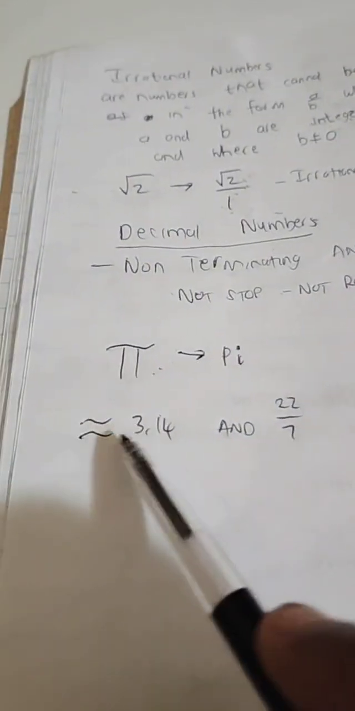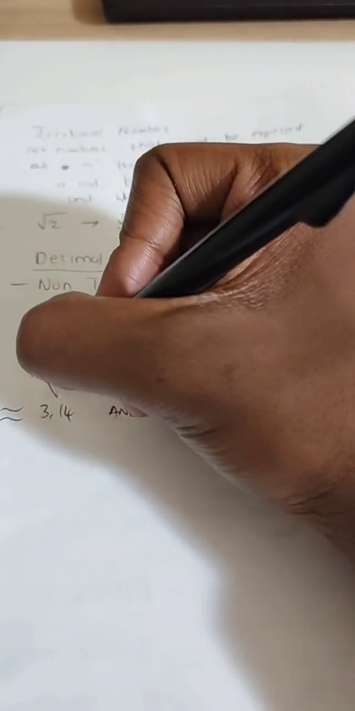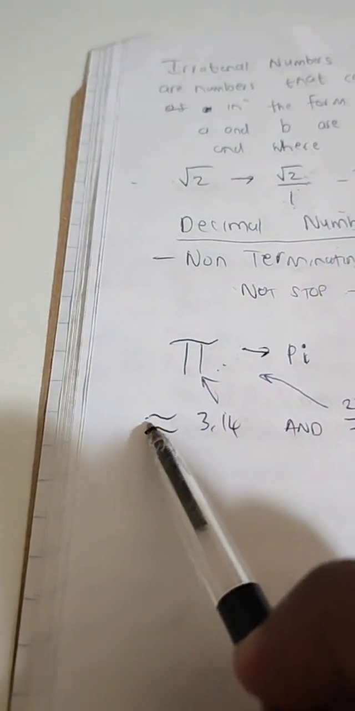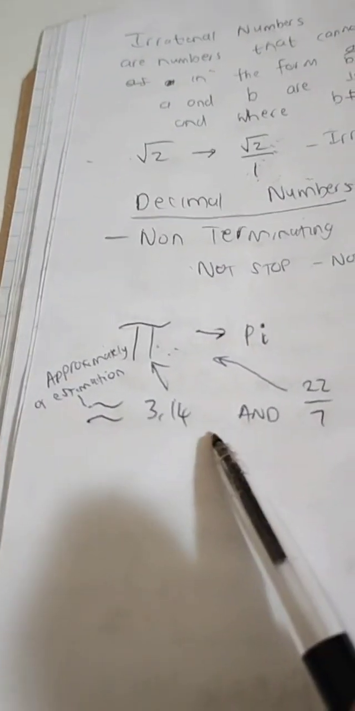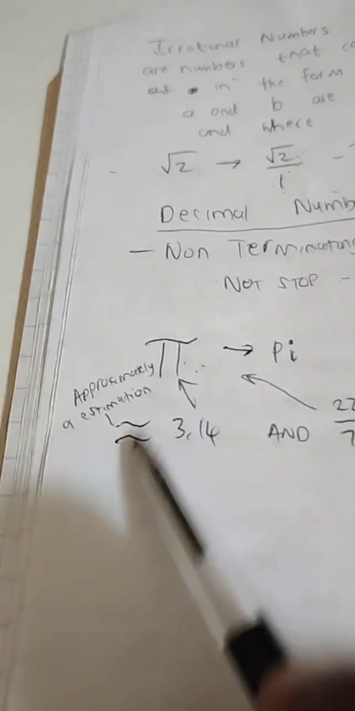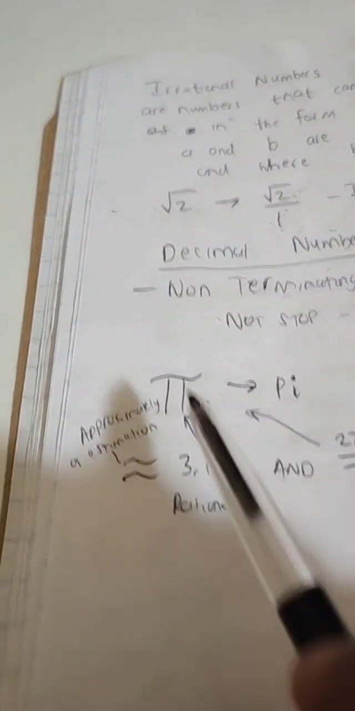And the approximations that you used in earlier grades, 3.14 and 22/7, both of these are actually not the exact value of pi. That is why you used this symbol. This is not equal. This symbol here means approximately, and remember, approximately means it's close to this value, or you say it's an estimation or an estimate. So pi is approximately equal to 3.14. It's not 3.14, right? This 3.14 is a terminating decimal and it is rational. Pi, on the other hand, is not rational. It is irrational.